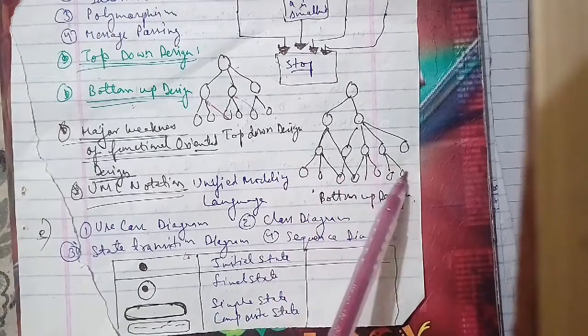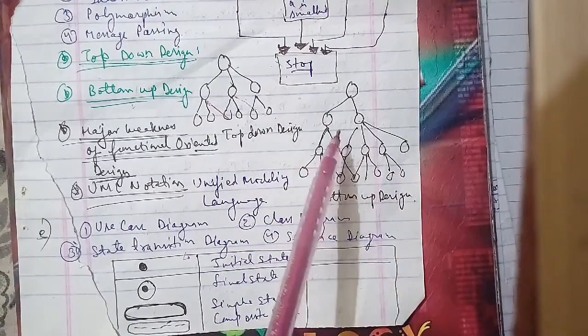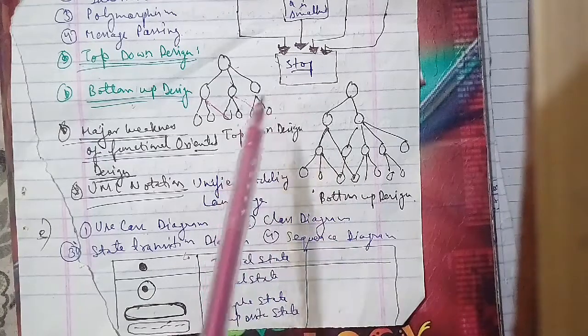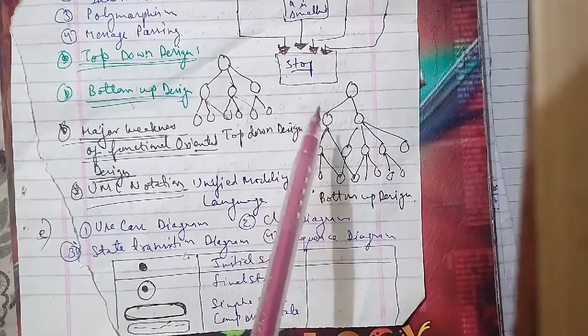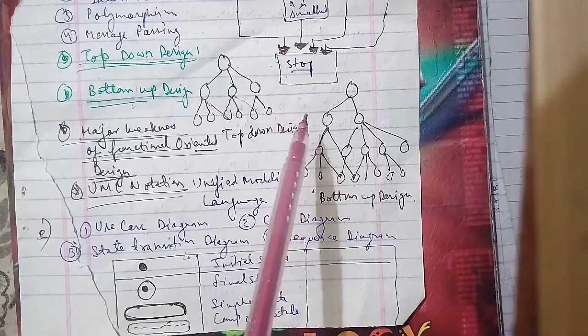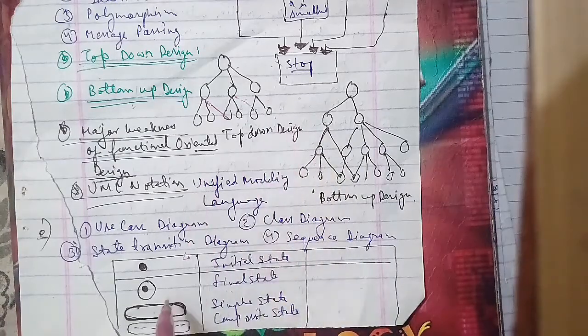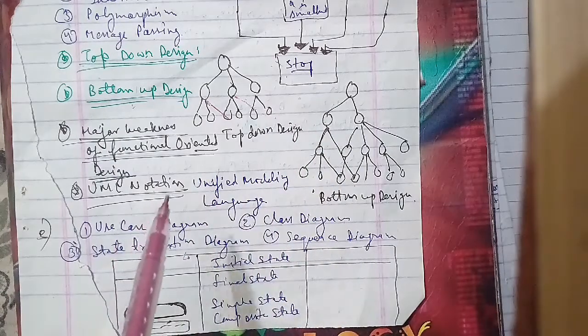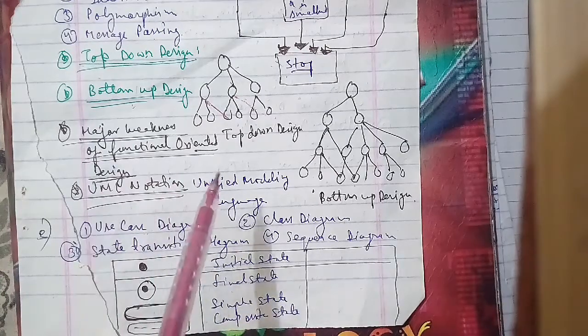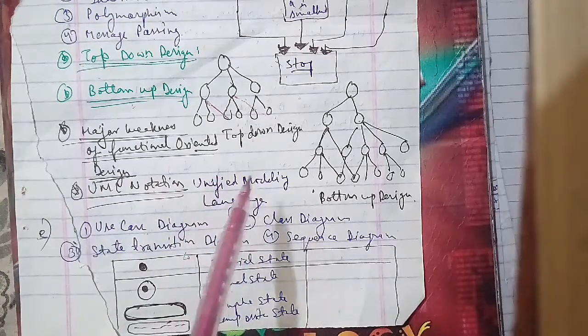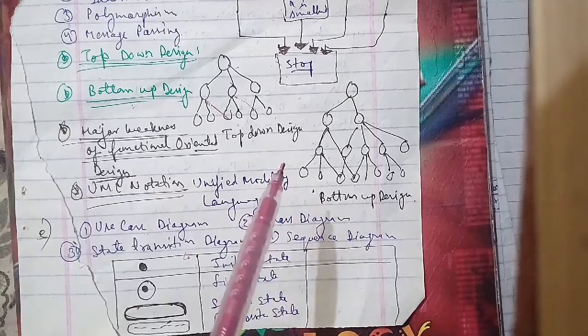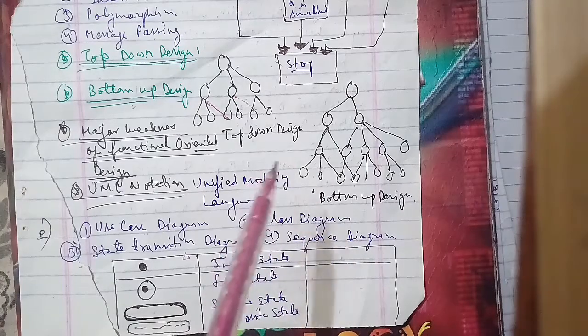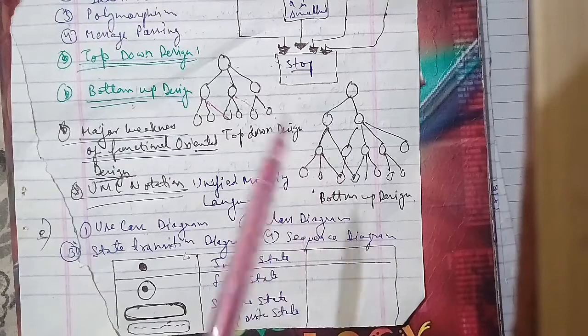The major weaknesses of function oriented design are: first, it is less efficient. Second, the implementation of this type of design consumes a large amount of time and memory. It is not a suitable design method for commercial software development as well, and for the design that we had discussed here.